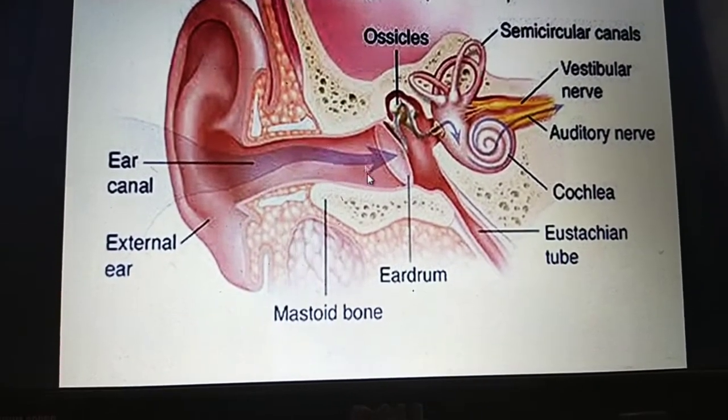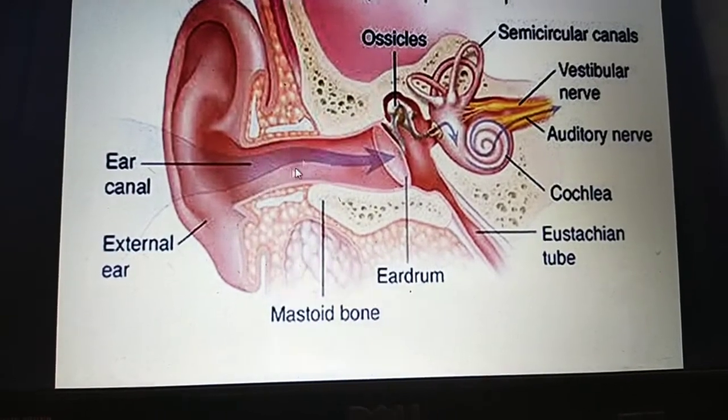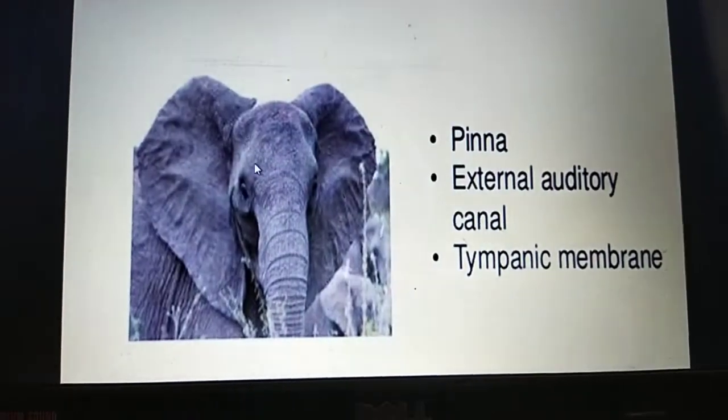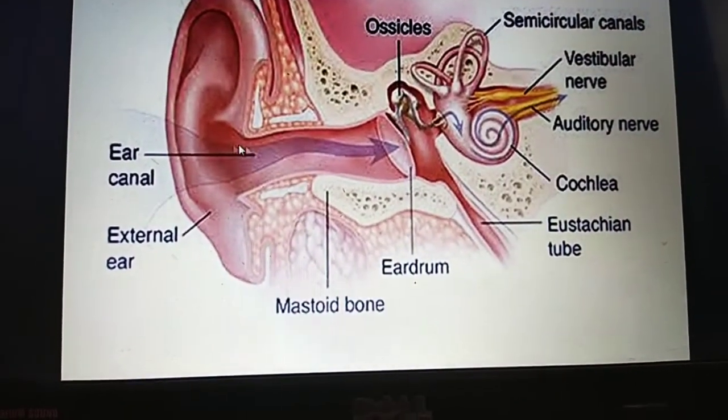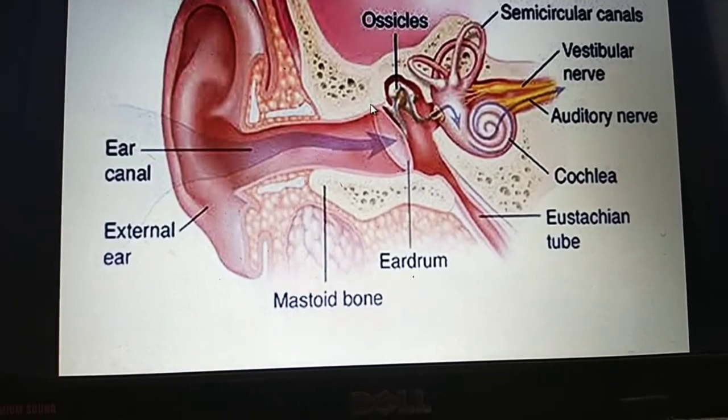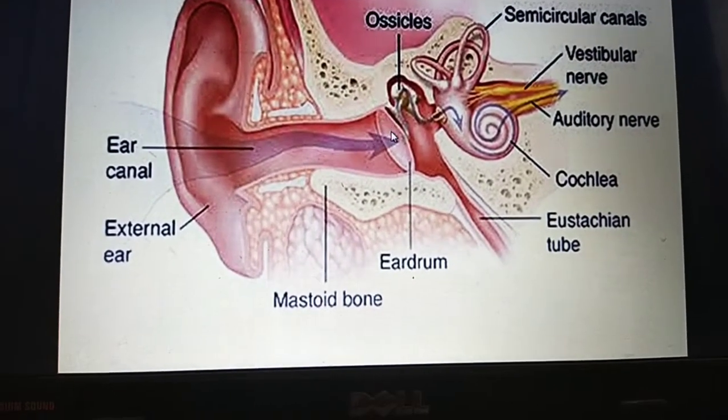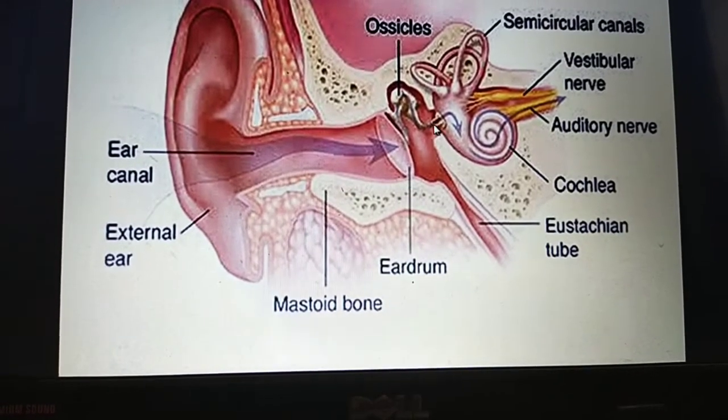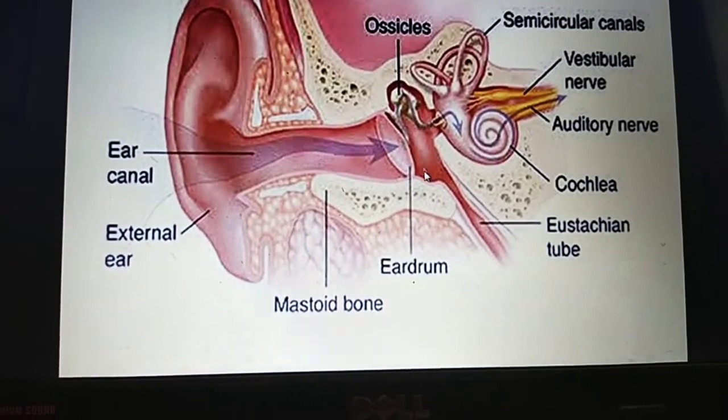In that, this is the bony part, and this is the cartilaginous part. It is from the external ear to the tympanic membrane, and from the tympanic membrane to the oval window. This is the middle ear.